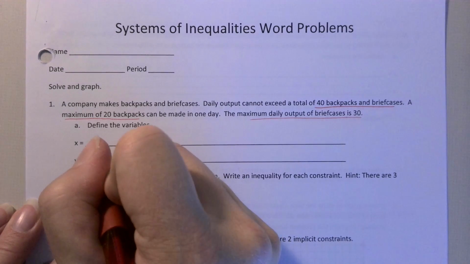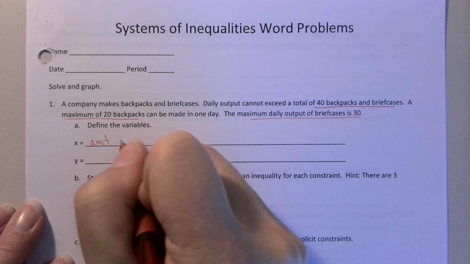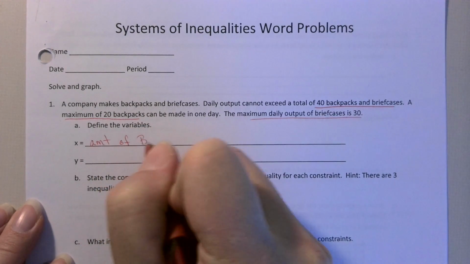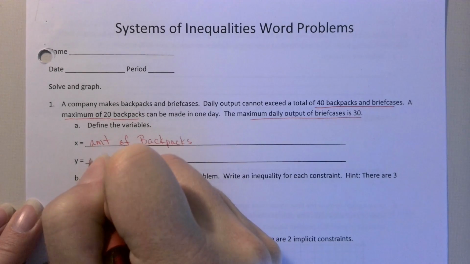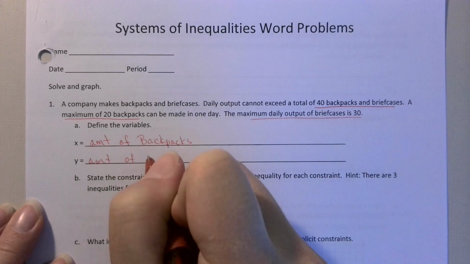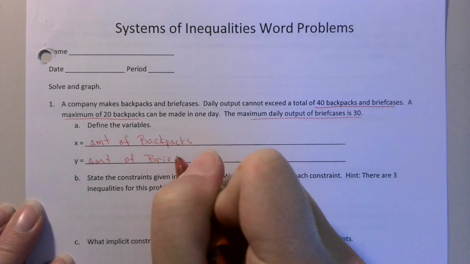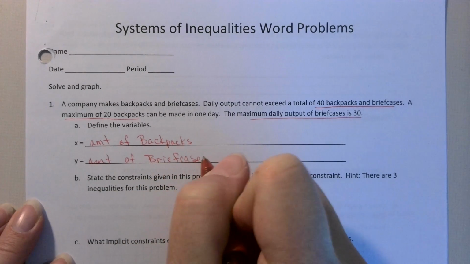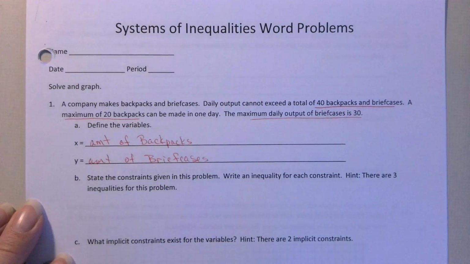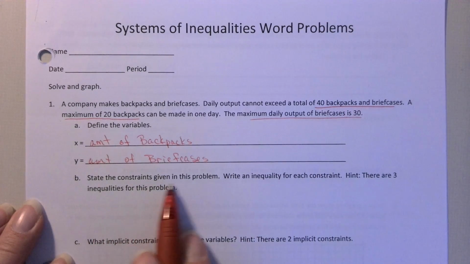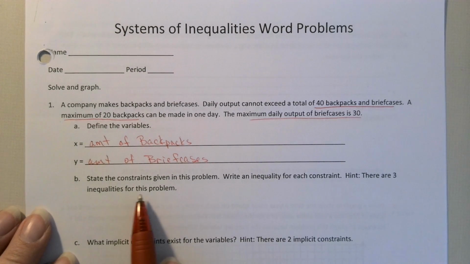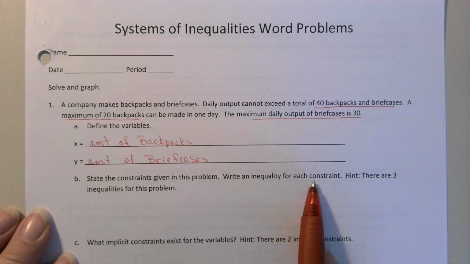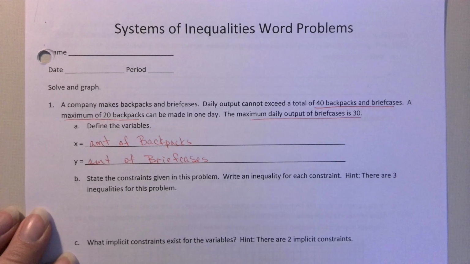So X is going to be the amount or number of backpacks. And I'm choosing backpacks because they said that first. And Y is going to be the amount of briefcases. And so at this point, you might bring some of this information down. Now it says state the constraints in this problem. So when we go ahead and look at this, we're going to do the constraints. Write an inequality for each constraint, and I have a hint here that there's 3.